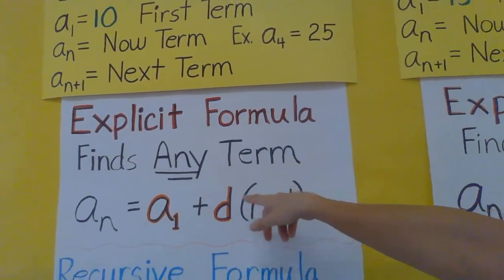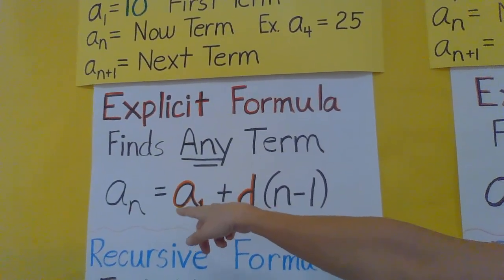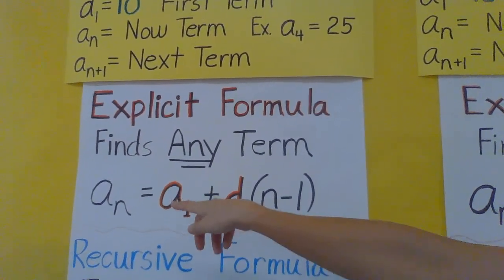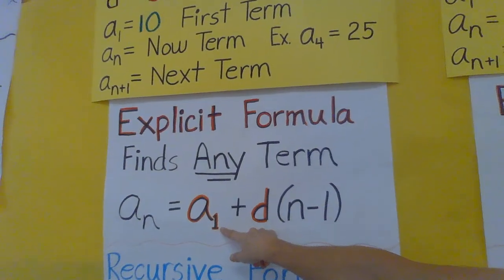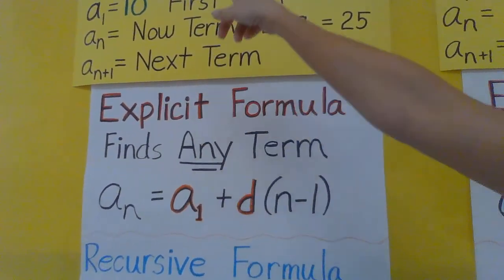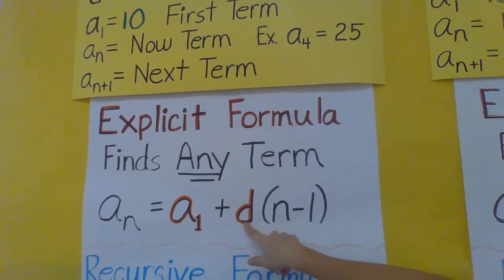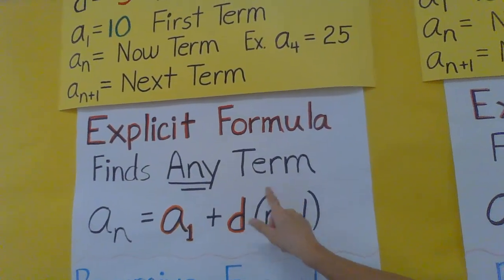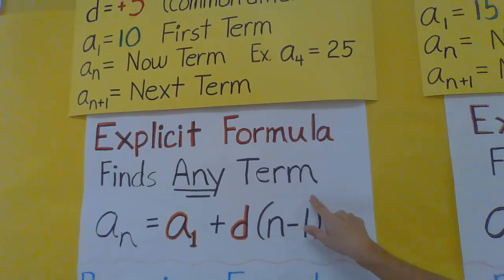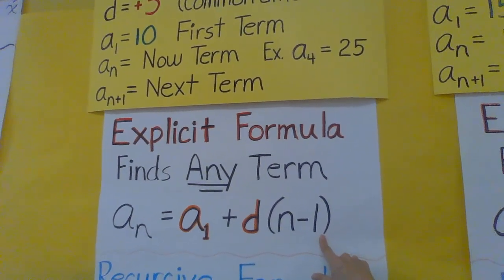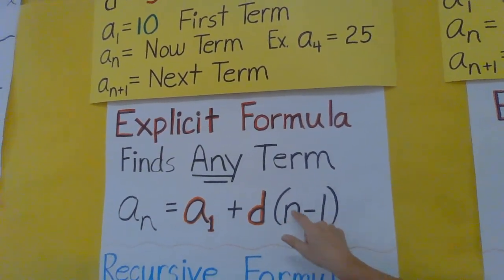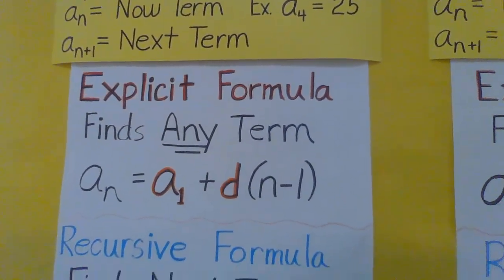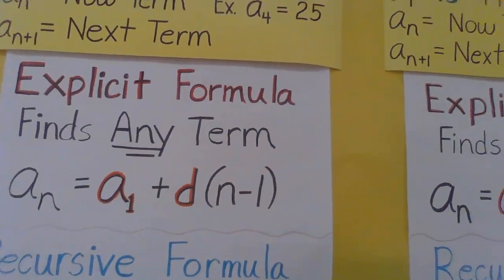It finds any term. It starts with A sub n, and they'll tell you what to use for n, like if they want you to find the 88th term, they put an 88 there. You'll plug in the first term, A sub 1, which is 10, and then you'll plug in your d, which in this case is plus 5. So this would be 10 plus 5, parentheses, n minus 1, close your parentheses. If you're looking for the 88th term, you would plug in 88 here. Then this would all be numbers on this side, and you would just simplify those numbers, okay?